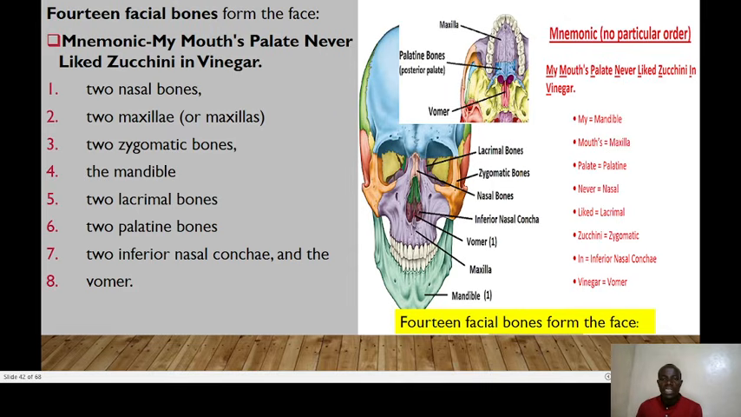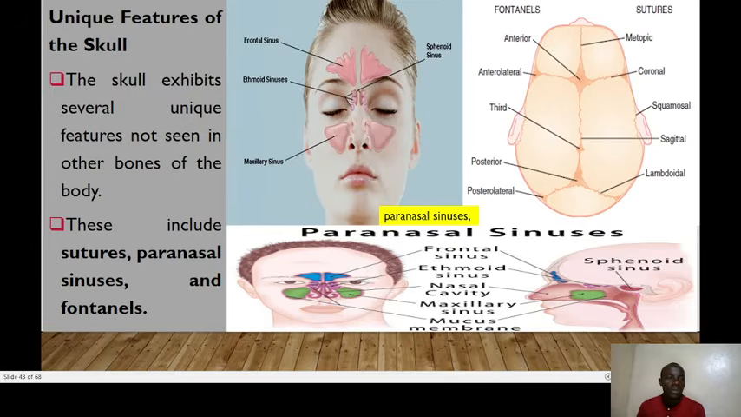Then you can see the inside view showing the vomer, the palatine bones, the posterior palate, and the maxilla. So there are 2 nasal bones plus 2 maxillae, plus 2 zygomatic bones, 1 mandible, 2 lacrimal bones, 2 palatine bones, 2 inferior nasal conchae, and the vomer, making a total of 14 facial bones.